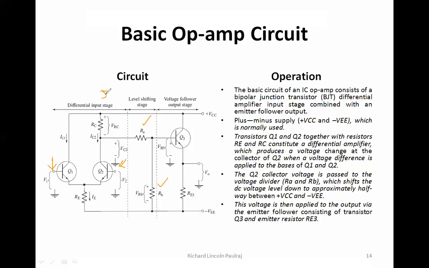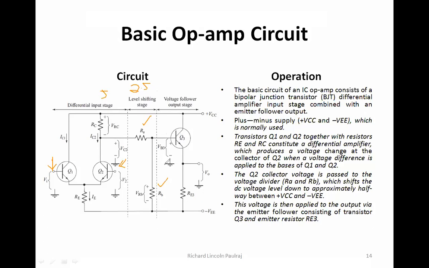So when I give 5 volts here, this is exactly reduced by half. So voltage divider. I'll be approximately getting about 2.5 volts in this level shifting stage. Whatever voltage you see here is passed through the base of this voltage follower output stage. And this is called your VB3.